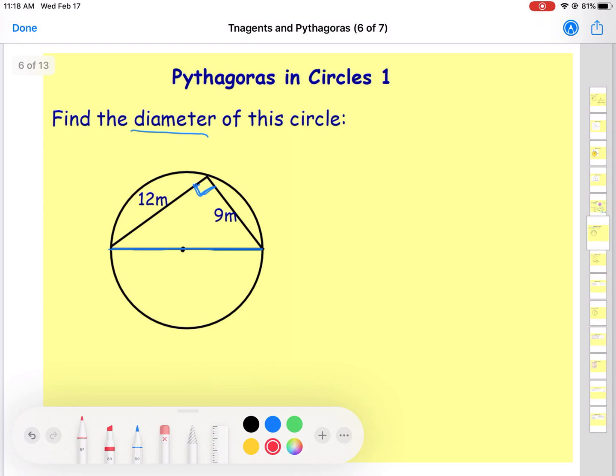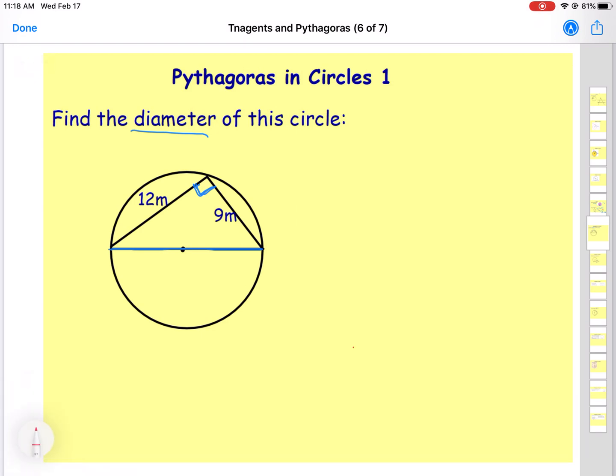So if I've got a right angled triangle and I know 2 sides, I can find the other one using Pythagoras' theorem. So we'll label the diameter as C. That has to be the largest side as it's across from the right angle. A and B are the other 2 sides. It doesn't matter which way round you put A and B. So we're using the formula C squared equals A squared plus B squared.